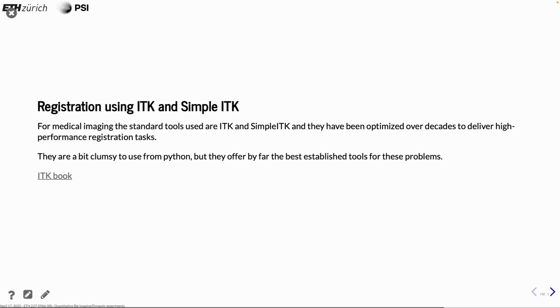So for example, in ITK or SimpleITK, there is even a more detailed one for registrations called SimpleElastix or Elastix. And these are toolboxes that you usually take for doing registration when you really want to do it.